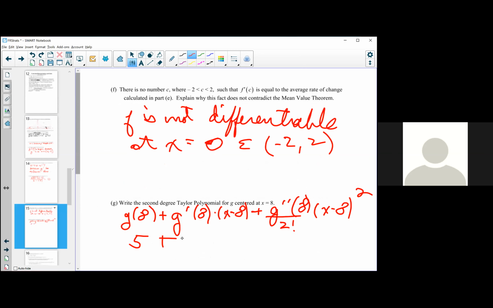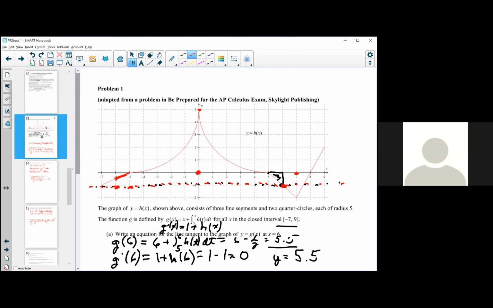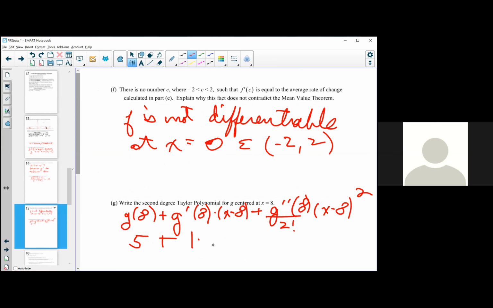Then we need g prime of 8. So we go back to the graph. g prime of 8 is 1 plus h of 8. And h of 8 looks like it's right there, 0. So 1 plus 0 is 1. So g prime of 8 is 1 times x minus 8. And if I make a mistake, please holler at me, okay? Because I'm not perfect. I'm not immune to making mistakes.